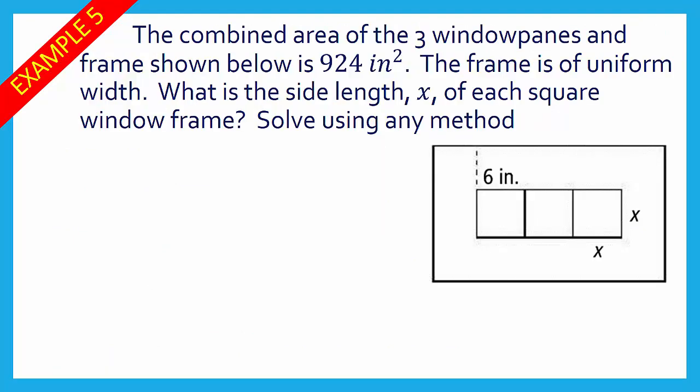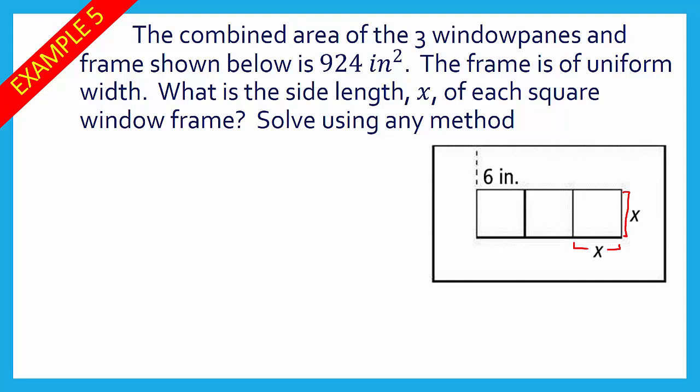All right, last problem of the last target of this unit. The combined area of the 3 window panes and frames shown below is 924 inches squared. The frame is of uniform width, meaning it has the same width. This space around the 3 window panes is the same all the way around. What is the side length x? So we want to know the side length, just this right here. Because each window frame is a square, each side length is the same. Solve using any method.